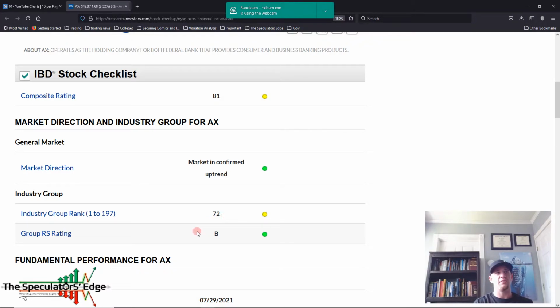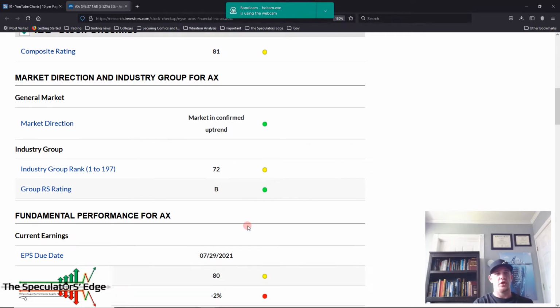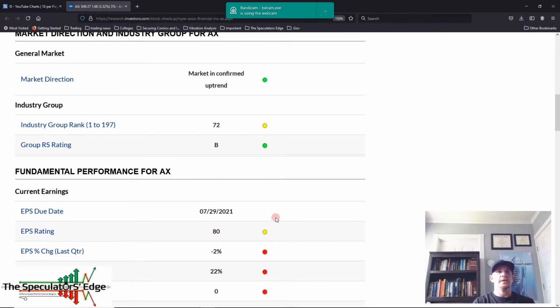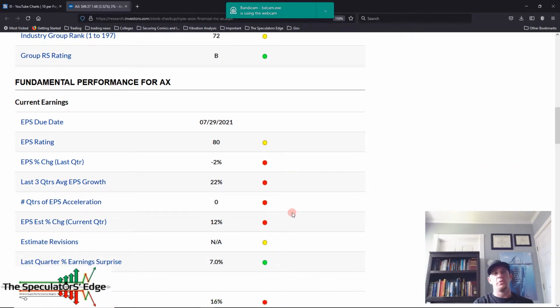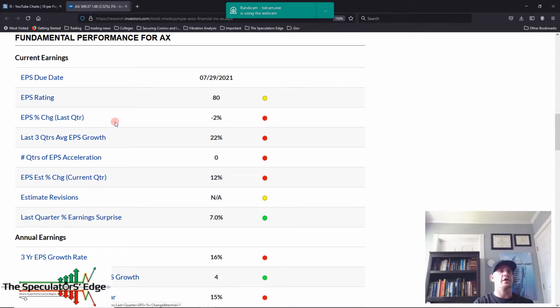The rating is at 72. The relative strength rating is a B, which is really good as well. So the fundamentals aren't so great. The earnings per share percent change last quarter was -2%. Not so great, but the earnings per share rating is pretty good at 80.